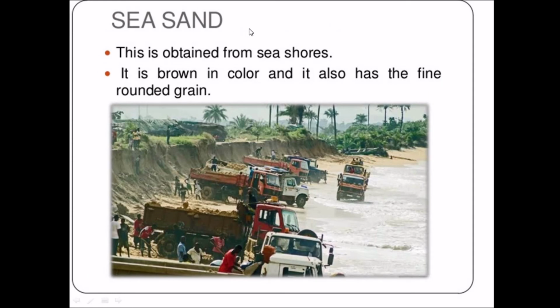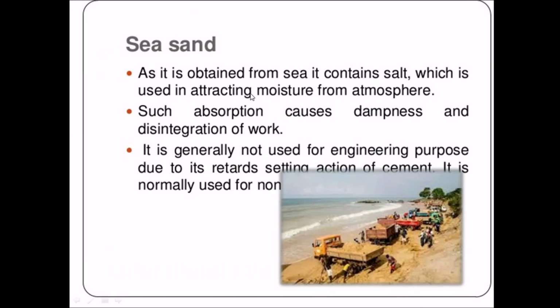The next one is sea sand. This is obtained from the sea source. It is brown in color and it also has fine rounded grains. Sea sand, as it is obtained from the sea, contains salt, which attracts moisture from the atmosphere. Such absorption causes dampness and disintegration of work. It is generally not used for engineering purposes because it retards the setting action of cement.